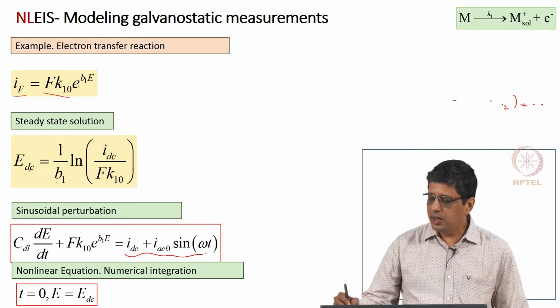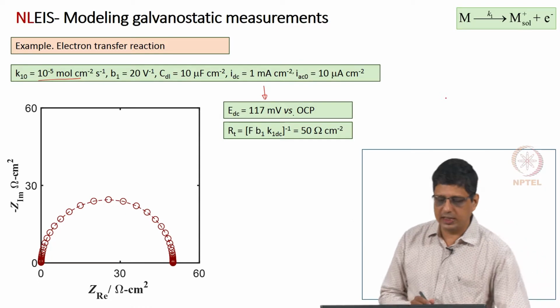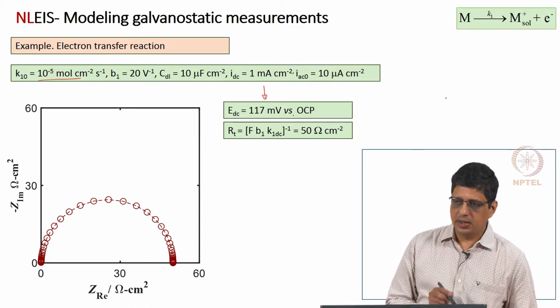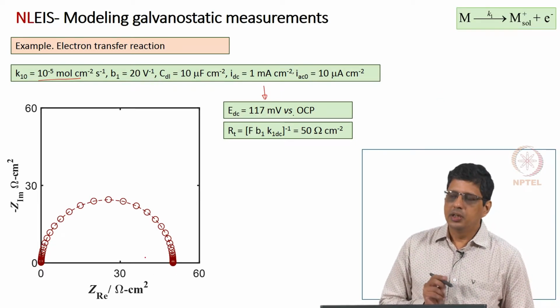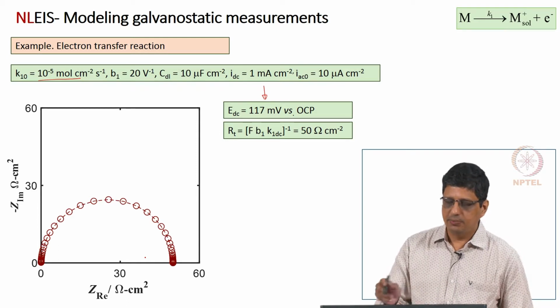So, if we plot the complex plane plot, we would get a semicircle as you would expect. 10 microamp per square centimeter is a very small value. So, under small amplitude perturbation you would get a clean semicircle, even under large amplitude perturbation you would get a semicircle, okay, for this particular mechanism.